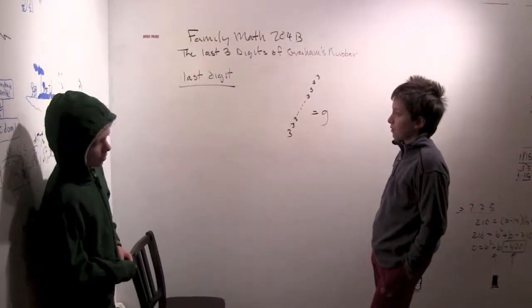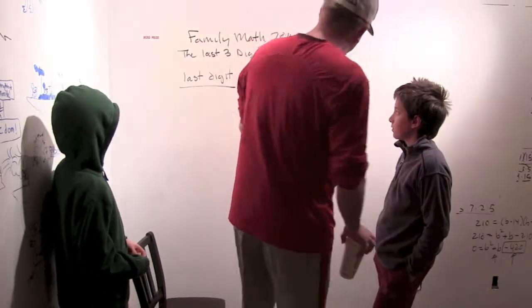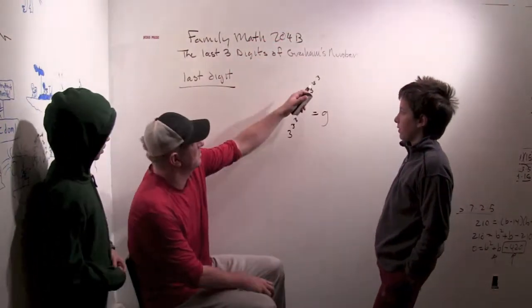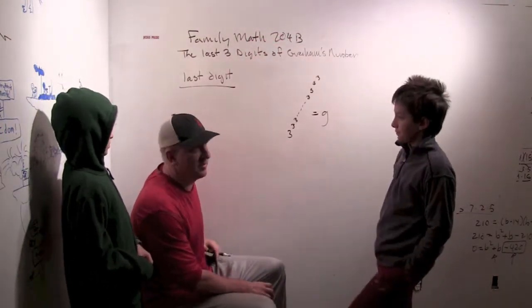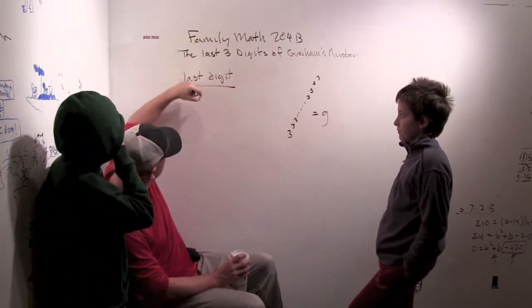Okay. So let's just start by looking at the last digit. There's no hope of computing this, right? No. So we have to get lucky with the math and just see. So let's look at the last digit of powers of 3.